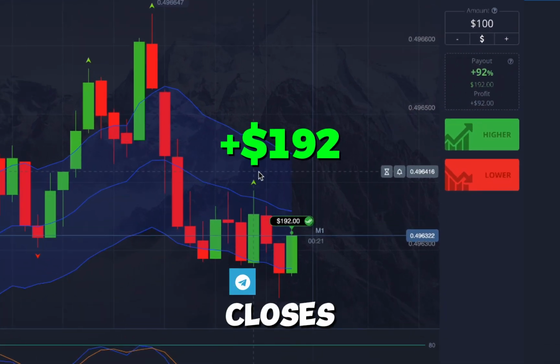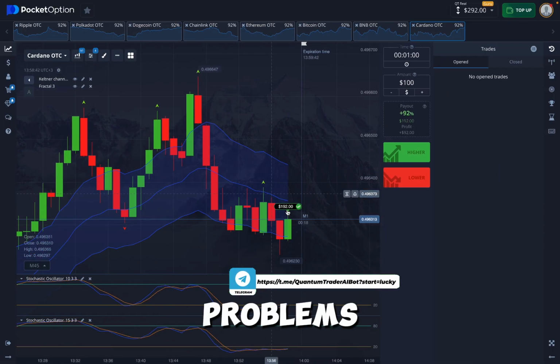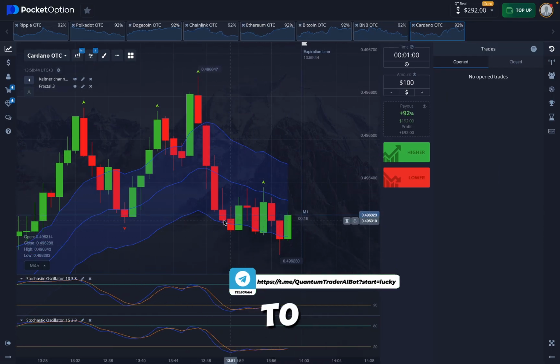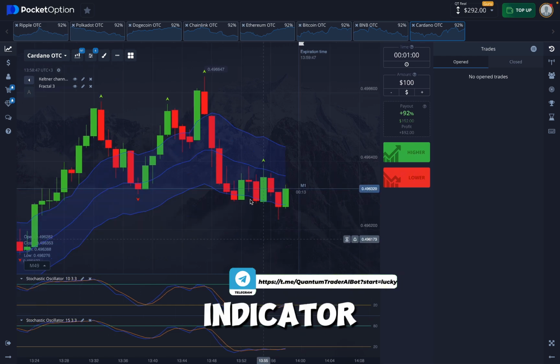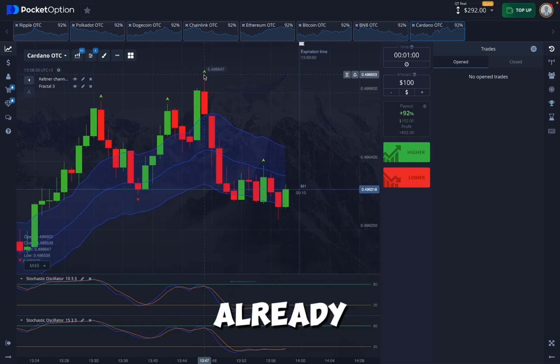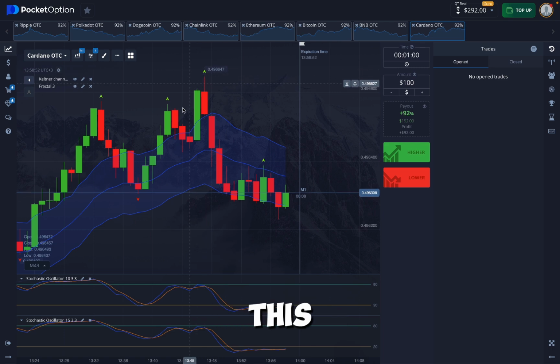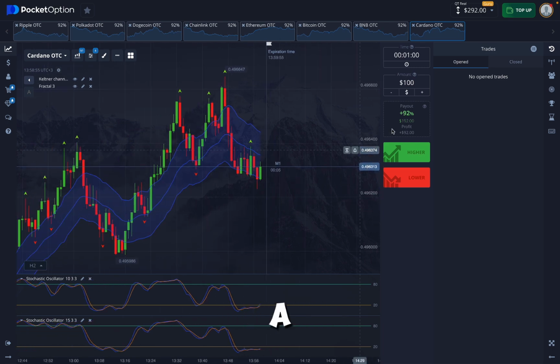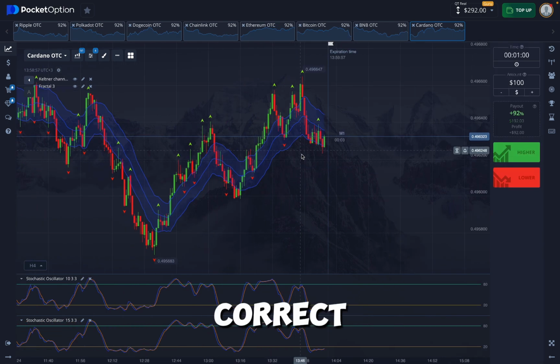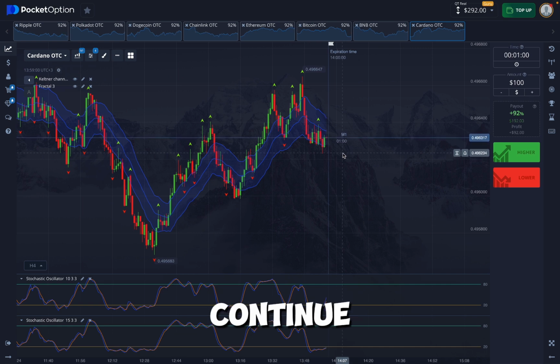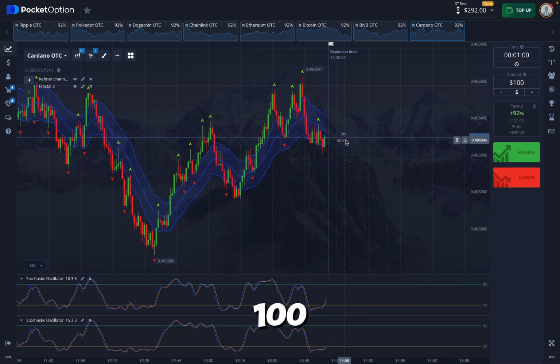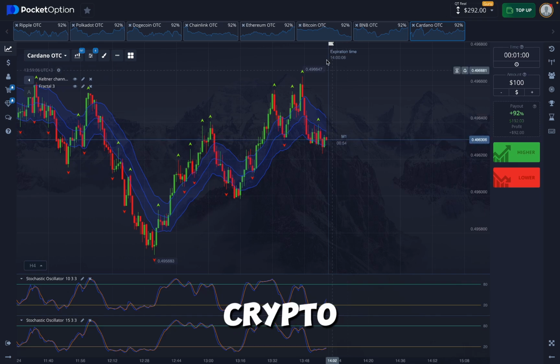And the first trade closes with a plus without any problems, of course. There was a small exit to the outer part of the channel indicator, but since the dynamics rollback was already quite long, in general, this was enough and the deal closed with a plus without any problems. Correct analysis. Let's also continue with the next opening of a deal at 100. Let's select the next crypto asset.